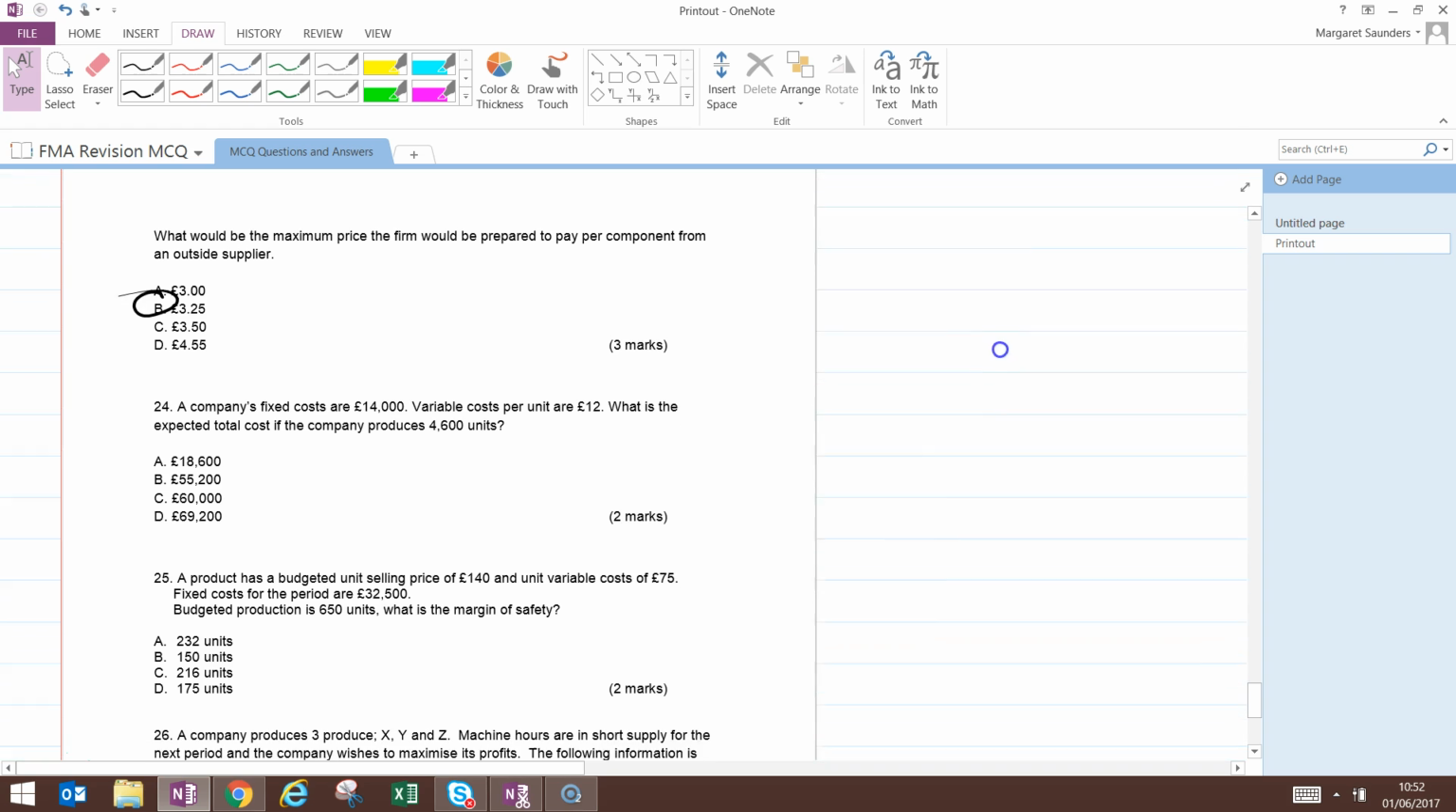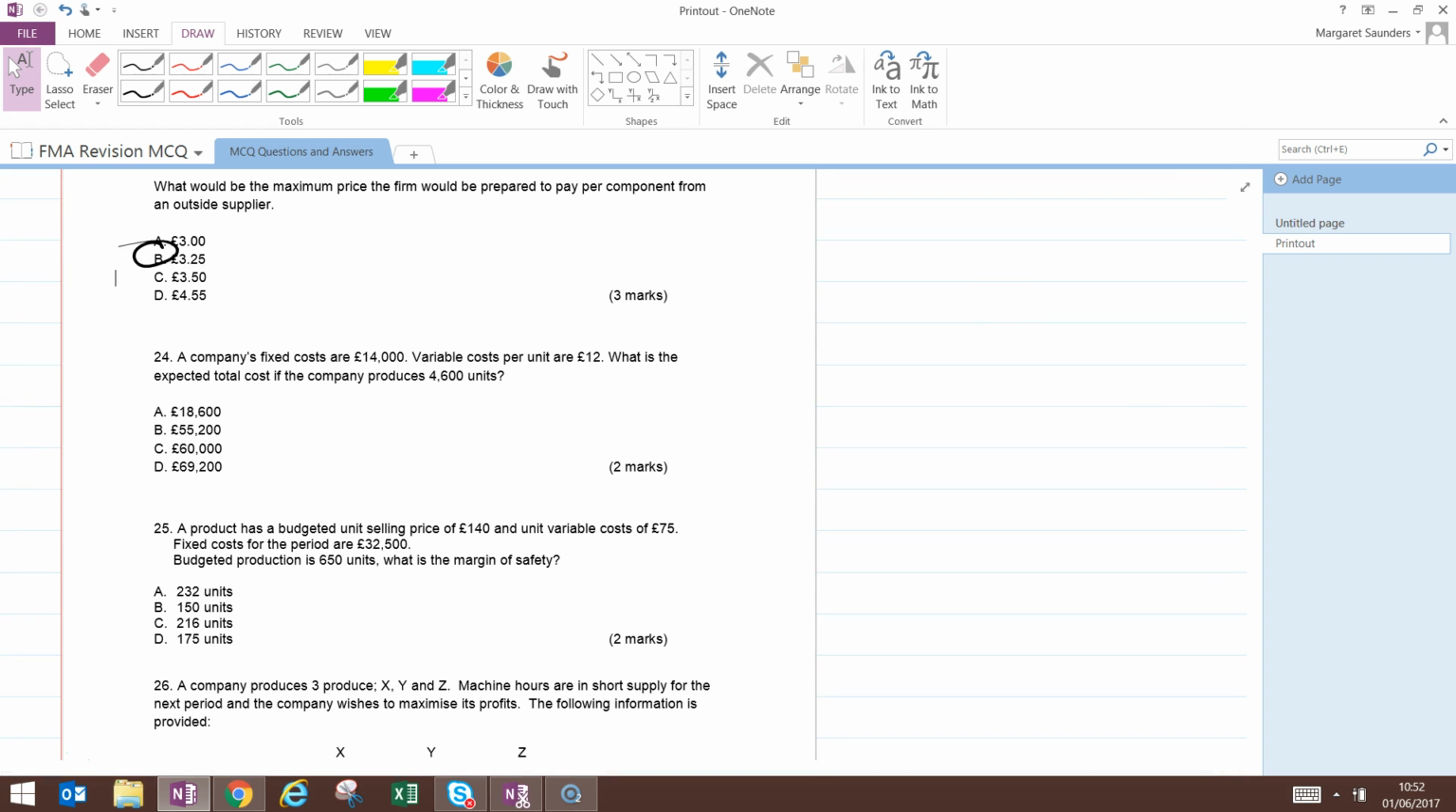So, next question. Company's fixed costs are £14,000. Variable costs are £12 per unit. What is the expected total cost if the company produces 4,600 units? Okay, so what's the total costs?